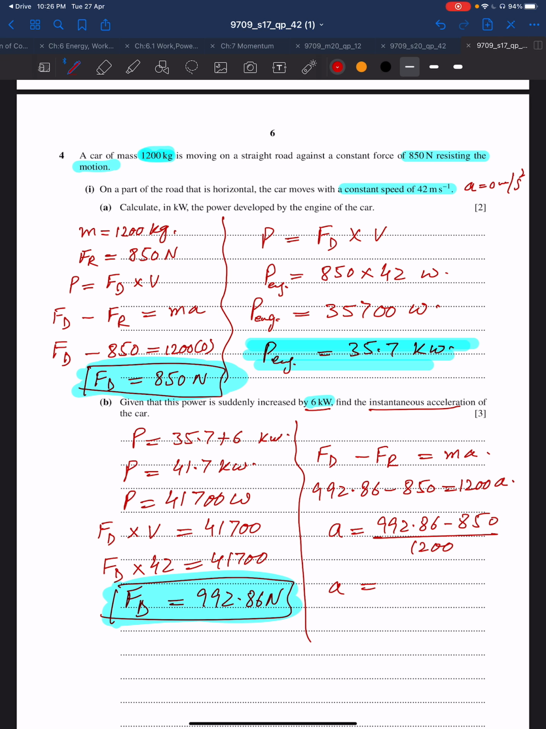So we'll use the calculator. Okay, let me take a second please. Okay, so this is 0.119 meter per second square. So you got the acceleration equals to this one.